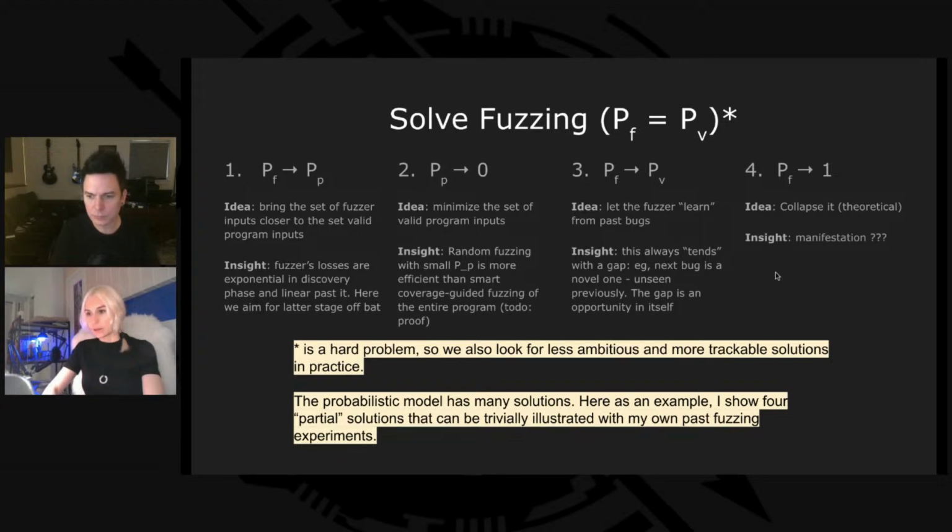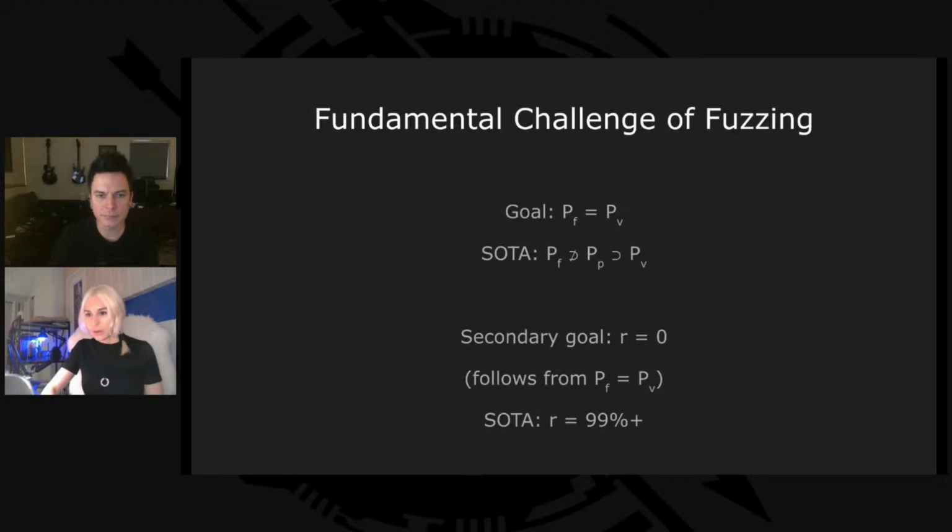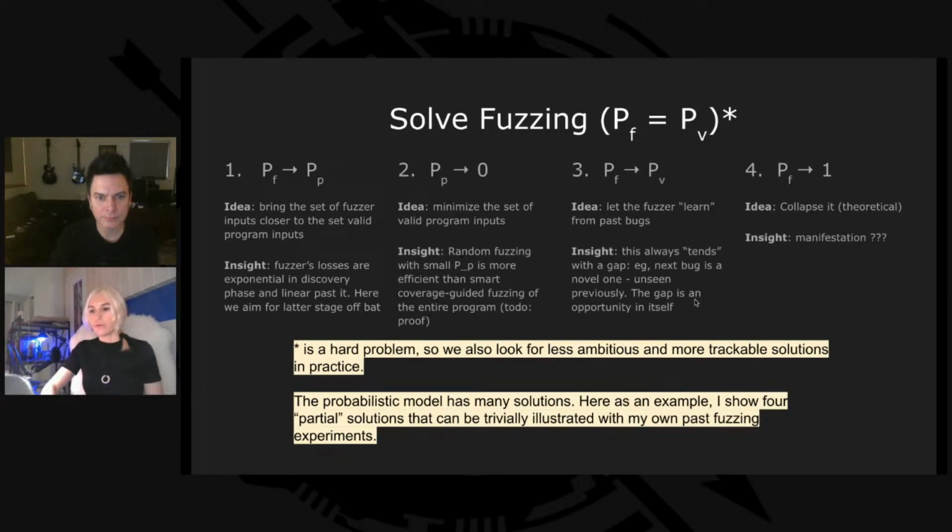And lastly, the fourth idea is to try to collapse the probability distribution of the fuzzer to one, to just finding the vulnerability. This is a completely crazy idea. It's theoretical, but it seems like it works sometimes based on human consciousness alone. My point here is that the model allows for many solutions. There are many ways we can play with it and use it to optimize fuzzing. And here I just showed four high-level examples that are encoded in the model.